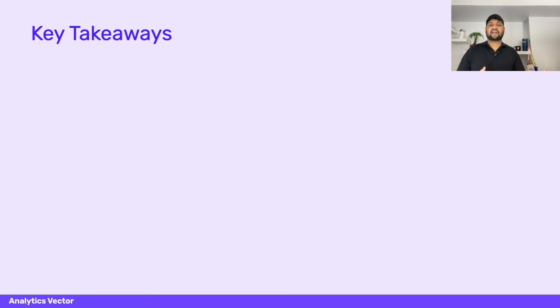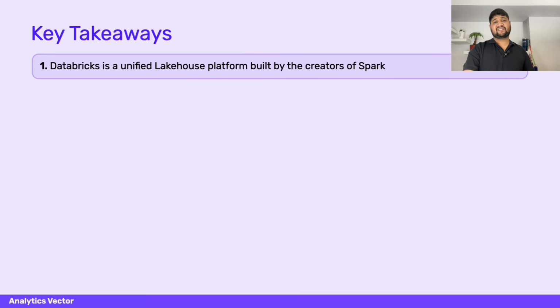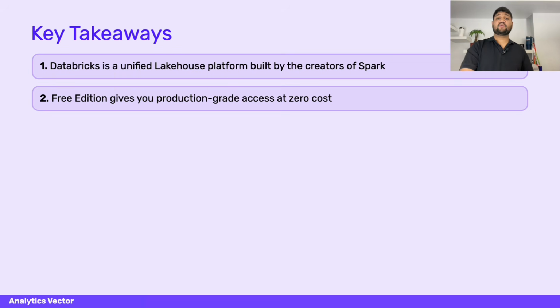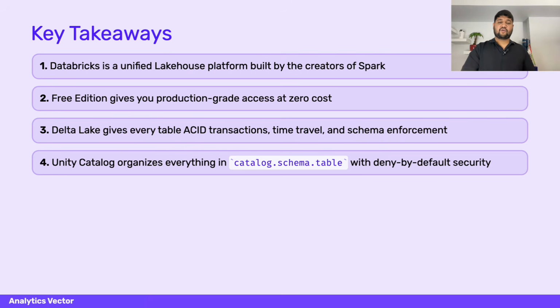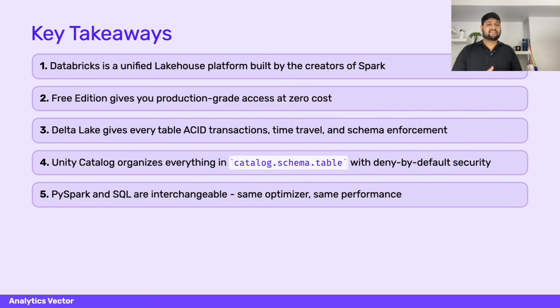So a quick recap, 5 key takeaways. 1. Databricks is a unified Lakehouse platform built by the creators of Spark. 2. Free edition gives you production grade access at zero cost. 3. Delta Lake gives every table ACID transactions, time travel, and schema enforcement. 4. Unity Catalog organizes everything in a catalog schema table namespace with deny by default security. And 5. PySpark and SQL are interchangeable. They have the same optimizer and the same performance.